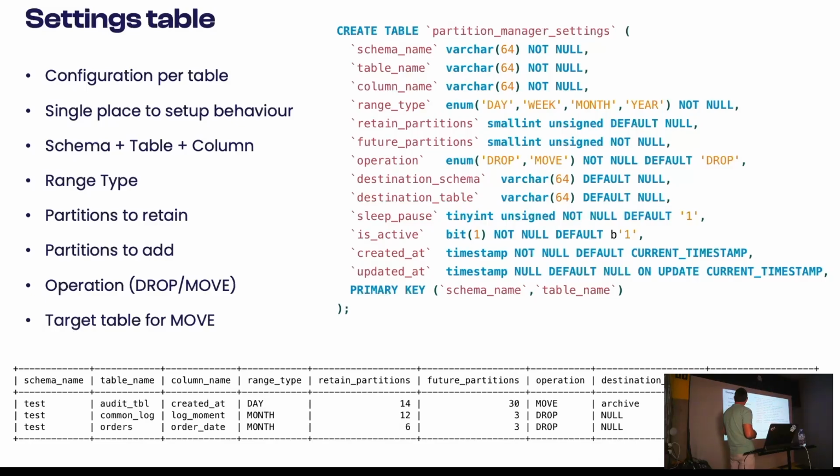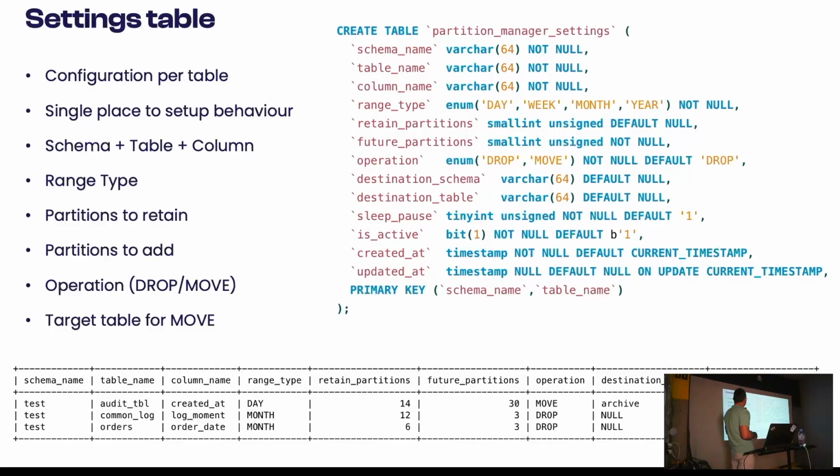I should define the range type. On my side, we decided to use day and month partitions only. So I say that, okay, I have this table in this schema. This is the partitioning column, and we want to have a range partitioning type like for day. This means that this number here means number of days, and this means that this number here means number of months. So after that, I define how many partitions I want to retain, how many partitions to add for the future, and what is the actual operation that I want to do with it.